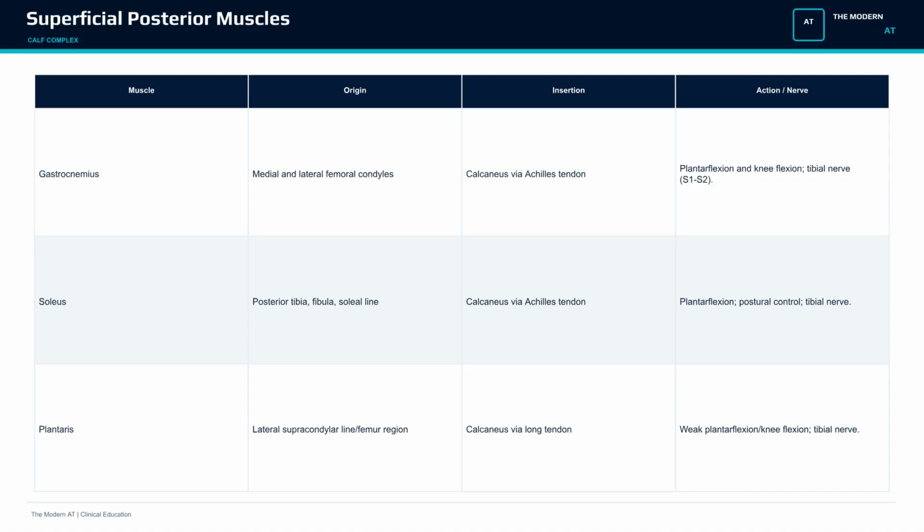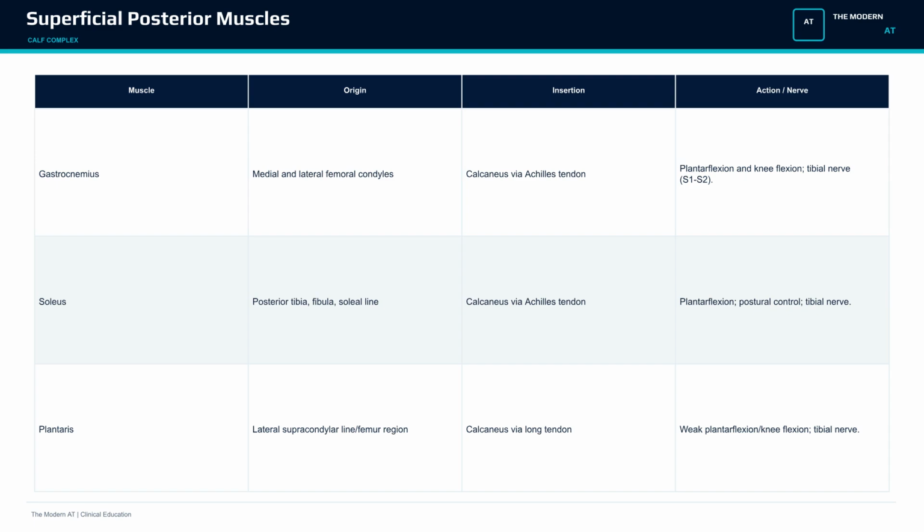The superficial posterior muscles are gastrocnemius, soleus, and plantaris. Gastrocnemius originates from the medial and lateral femoral condyles and inserts on the calcaneus through the Achilles tendon. Because it crosses the knee and ankle, it contributes to plantar flexion and knee flexion. Soleus originates from the posterior tibia and fibula and also inserts through the Achilles tendon. It is a major plantar flexor and endurance muscle for posture, walking, and running.